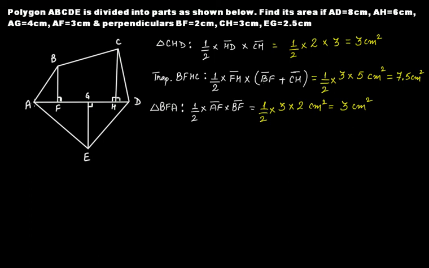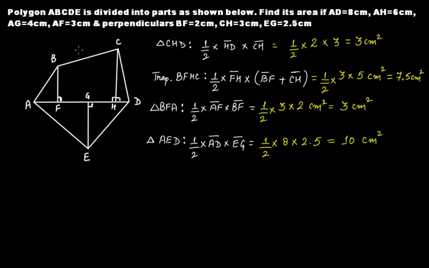Now last, this big triangle in the lower portion, right? So the area of triangle AED will be equal to half. What's the base in this case? AD, the line segment AD, multiplied by, what's the height? Height is EG, the line segment EG. So half multiplied by the measurement of AD, that's given here, 8 centimeter, multiplied by the measurement of EG, that is given here, 2.5 centimeter. So this gives you 10 centimeter squared, right?